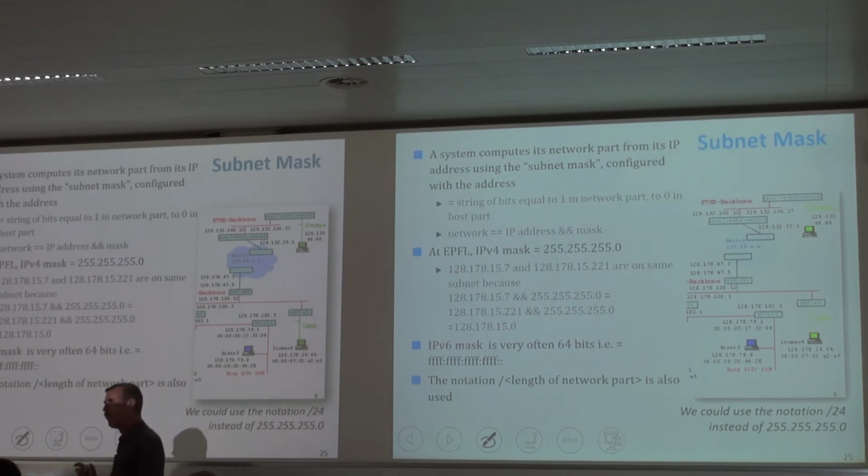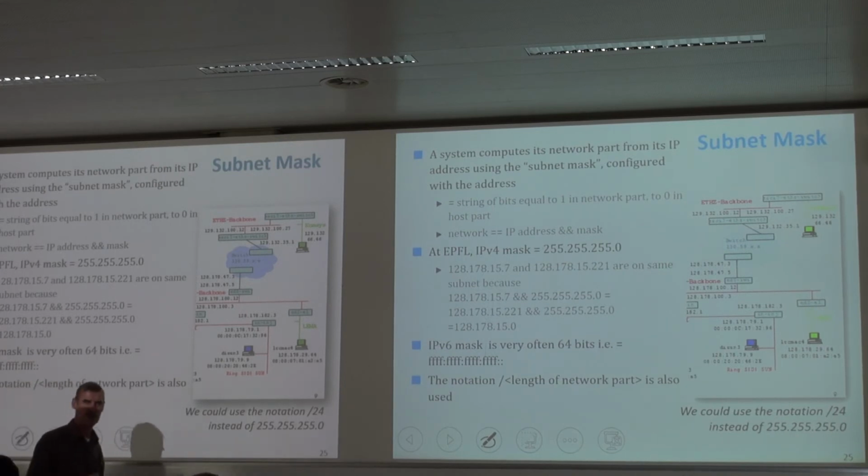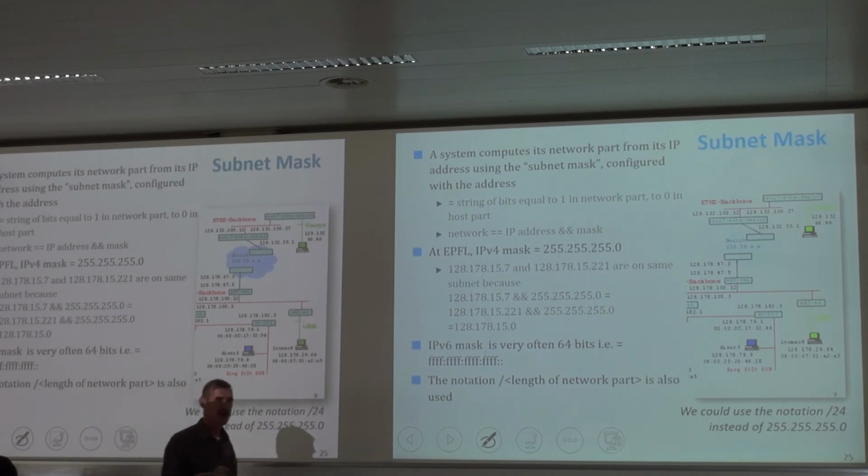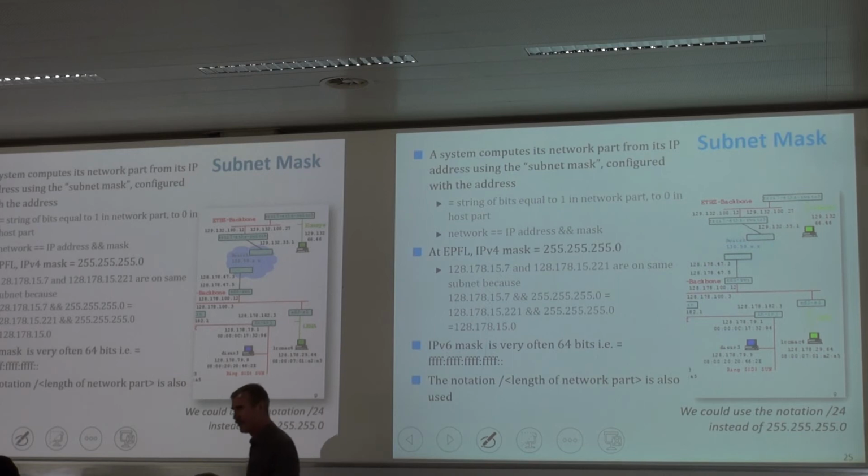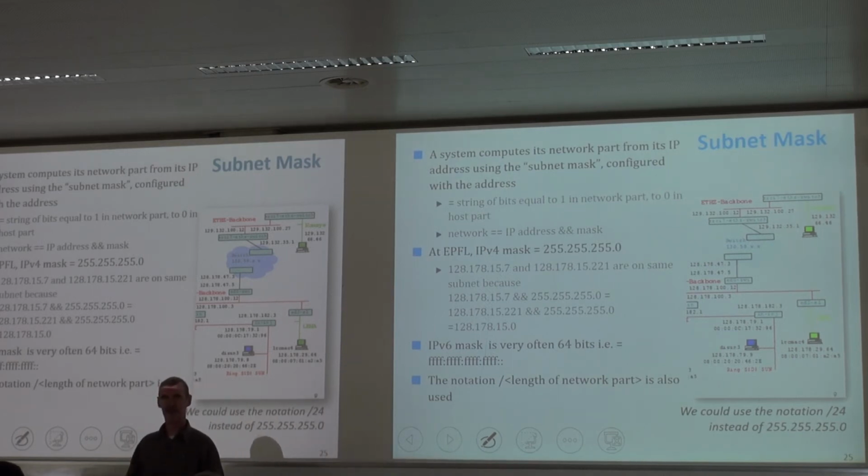In order to know what is the prefix, the network part of an IP address, you need to have a second piece of information, an out-of-band information, that is called the network mask. If you don't have the network mask, you cannot be sure what the network part is. So hosts are configured not just with their IP address, but also with their network mask. And due to, I would say, computer engineering folklore, it is written in this form.